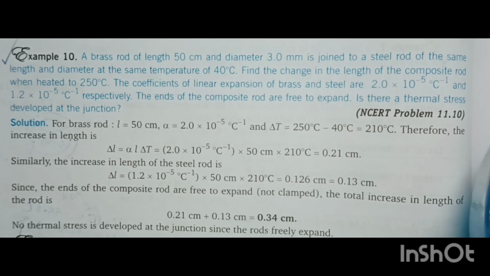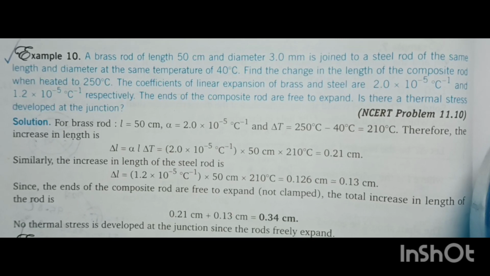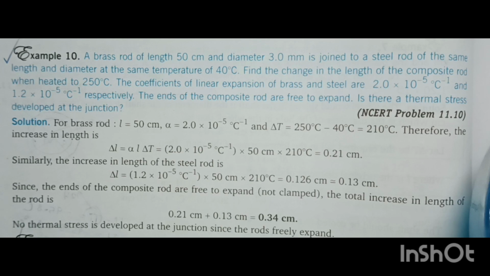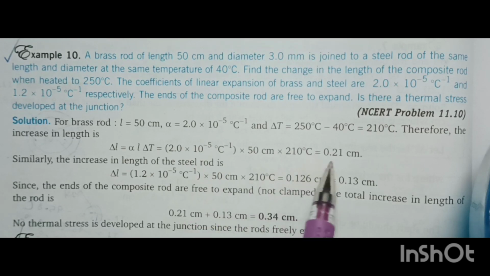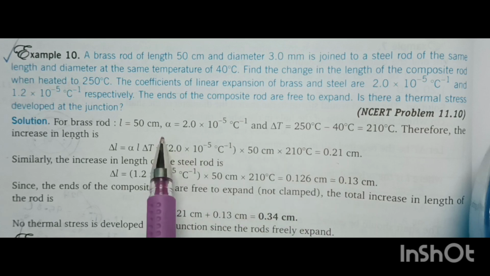Therefore the increase in length, I have already told you to remember, delta L is equal to L alpha delta T, where L is the initial length, alpha is the coefficient of linear expansion, and delta T is the change in temperature. On substituting the values, we get 0.21 centimeters. This is the change in length for the brass rod.